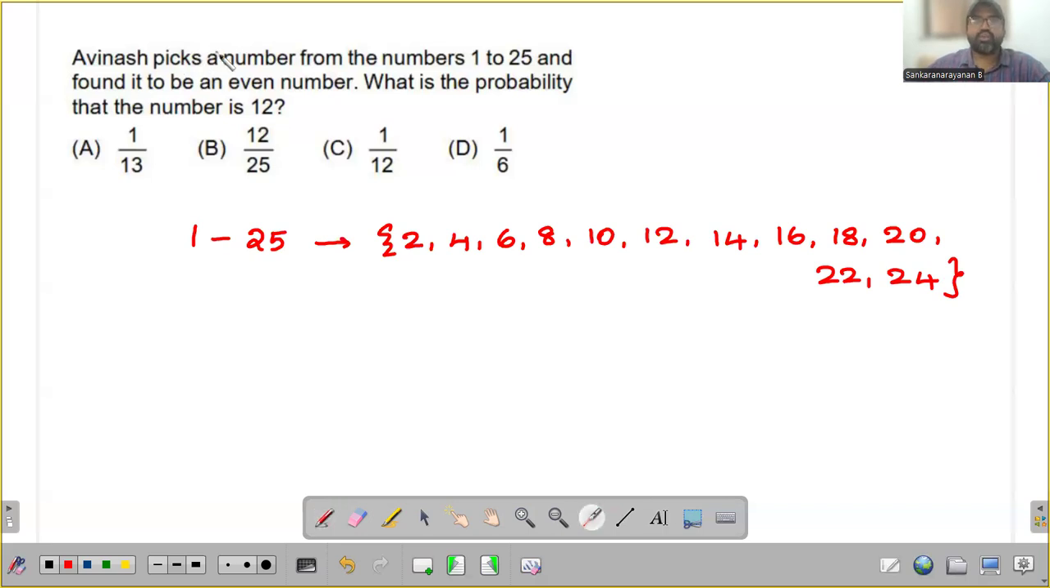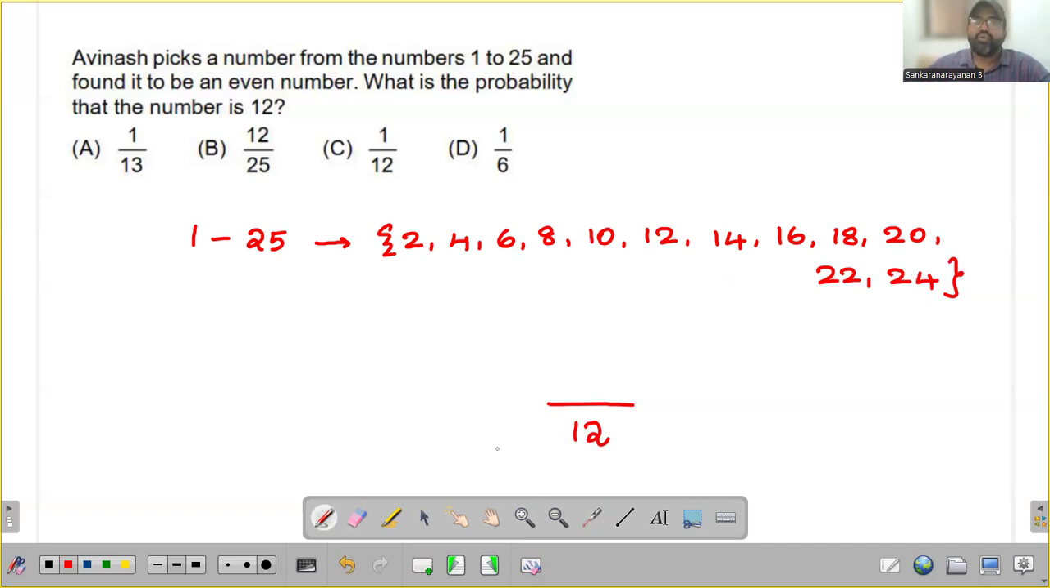So as far as this question is concerned, Avinash picks a number from the numbers 1 to 25 and found it to be an even number, right? When you read that first sentence, understand that here the sample space corresponds to 12. The 12 possibilities are, it could be either a 2 or a 4 or a 6 or an 8 or a 10 or a 12 or a 14 or a 16 or an 18 or a 20 or a 22 or a 24. So the sample space is 12.